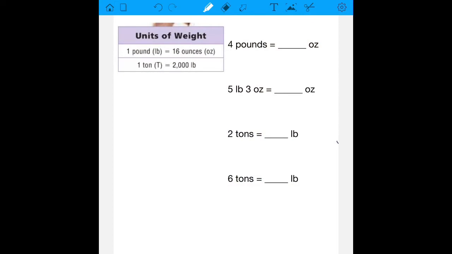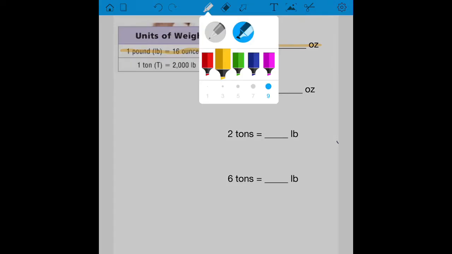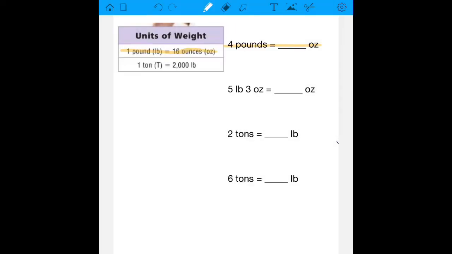So we're going to start with this first problem here, where I want to convert 4 pounds over to ounces. So I'm going to look over at my chart, and I can see that 1 pound is equal to 16 ounces. So a pound is quite a bit larger than an ounce. So in this case, I want to go and do some multiplication. I'm going to do 4 LB, LB stands for pounds, times 16. And last I checked, that equals 64 ounces. So 4 pounds equals 64 ounces.